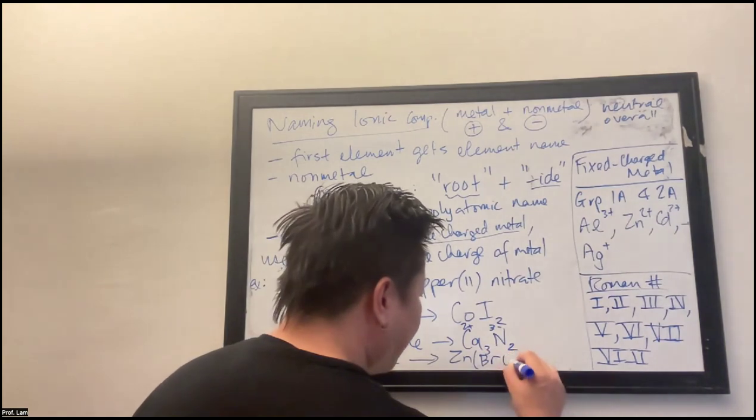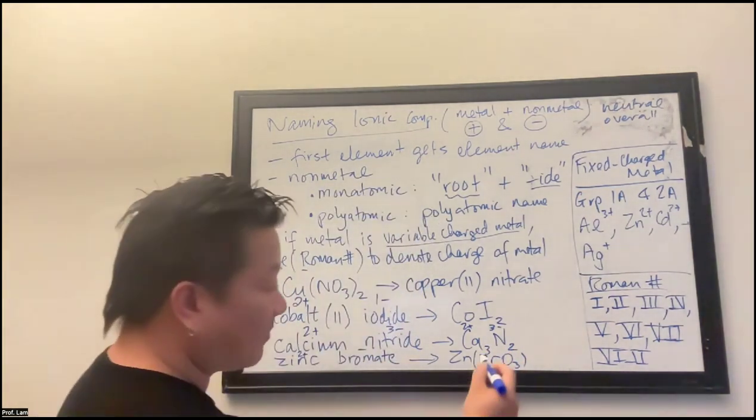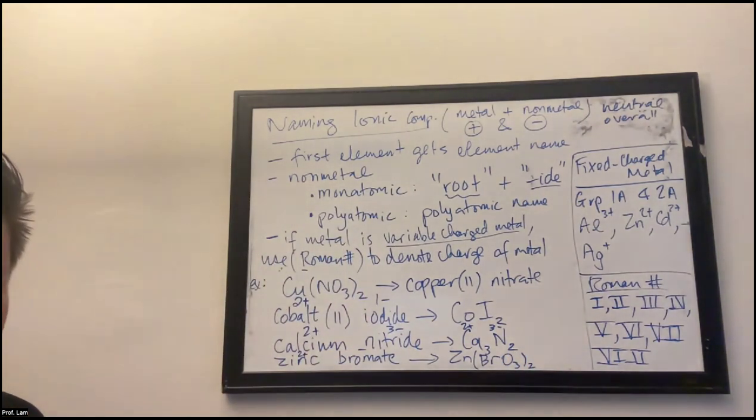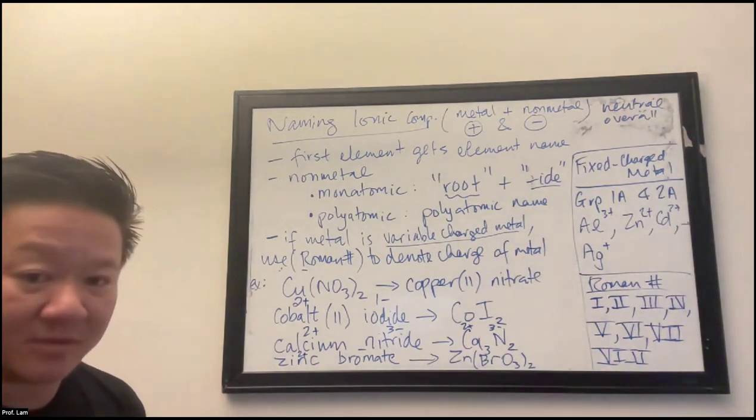Remember, bromate is BrO3. But since we need 2 of them, I'm going to put bromate in parentheses and put a little subscript 2 to denote that there are 2 of them. So that's how you write zinc bromate.